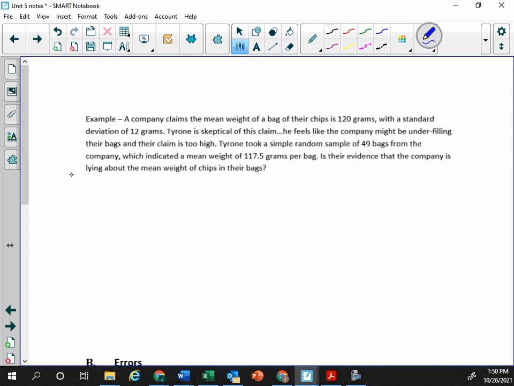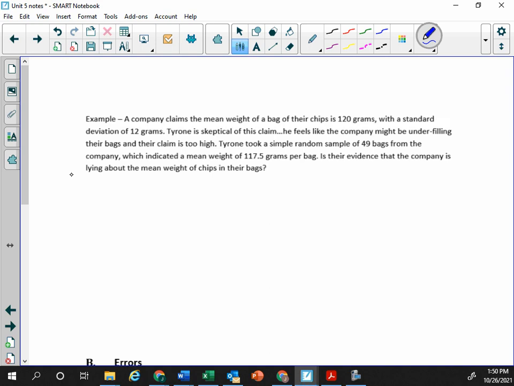So what we're looking at, they're claiming that the truth is 120 grams per bag. You're going to do a hypothesis test to see if there's enough evidence to reject that claim, to say, hey, they are lying. Okay, that's what you're testing. We got to know if we're getting shortchanged on our chips here. Okay, we don't want to be.